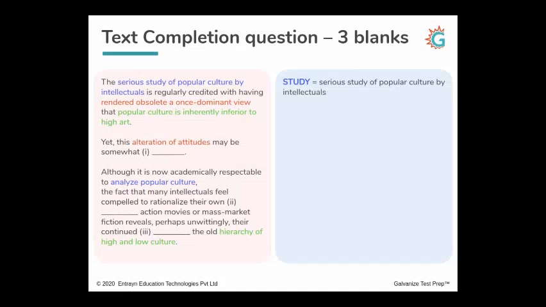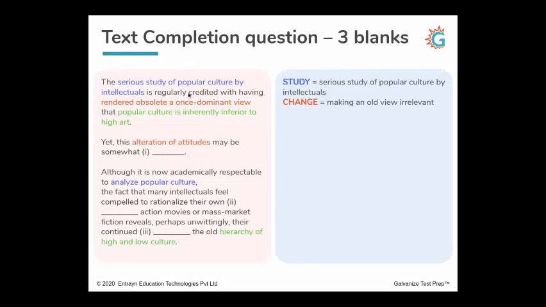Okay. So the study is credited with having rendered obsolete a once dominant view. Now there is a huge action taking place. The study has done something. What has it done? Rendered obsolete a once dominant view. Once dominant is, it was once upon a time dominant, but now it is obsolete. Okay, now it is useless. So this part, I'm going to highlight it as a change. So the study has made some change.